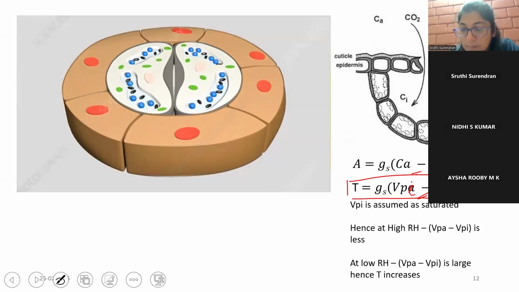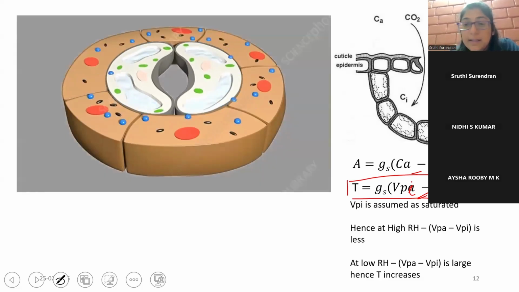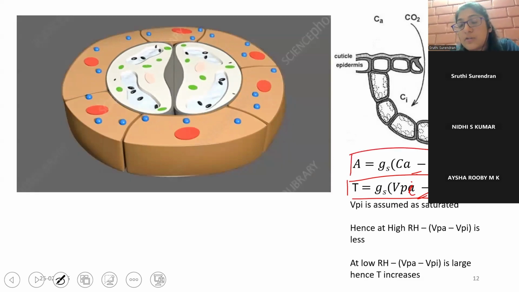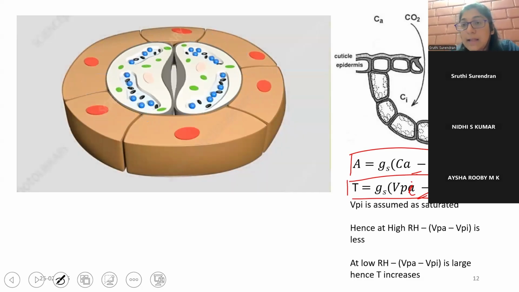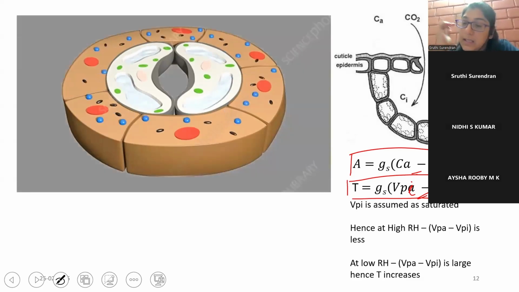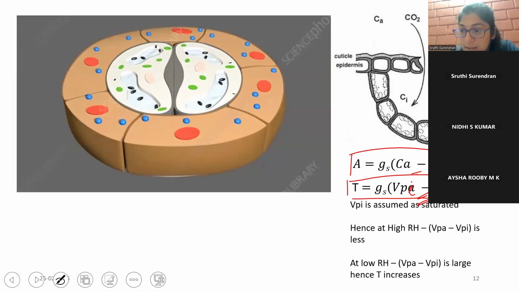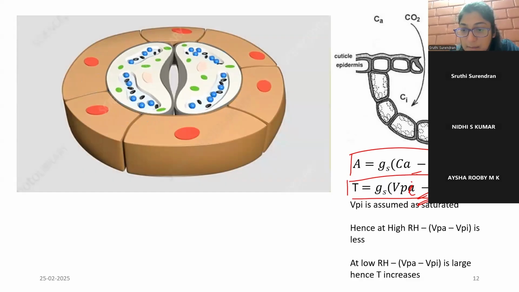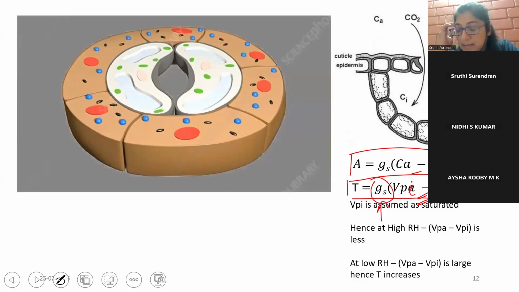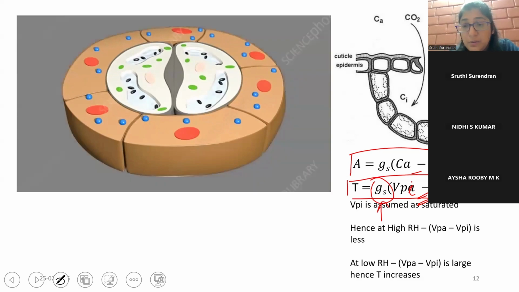The vapor pressure deficit multiplied by the stomatal conductance will give transpiration, and similarly assimilation. A, for assimilation, is also a product of the stomatal conductance and the concentration gradient of carbon dioxide between the leaf and the atmosphere. So if this part of the term is high, then transpiration will increase. Similarly, if the stomatal conductance is also high, transpiration will increase. Now, when the stomatal conductance is very high, the assimilation rate also will increase.